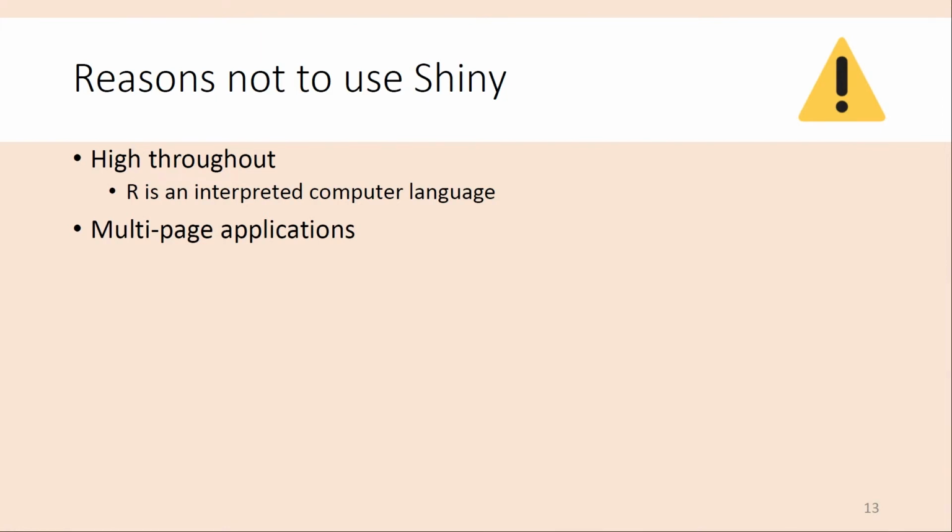Okay, so reasons not to use Shiny largely speaks to if you have a really high performance solution that you would like, using a native compiled language, that's the way to go. Because R is an interpreted language, it doesn't mean it's a second-class citizen, but it is a bit slower. So a compiled language is a lot quicker.